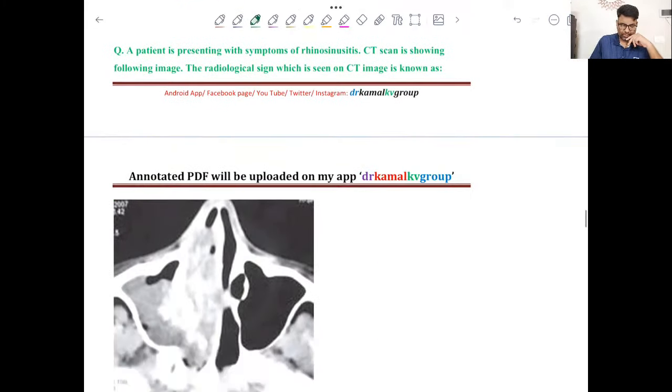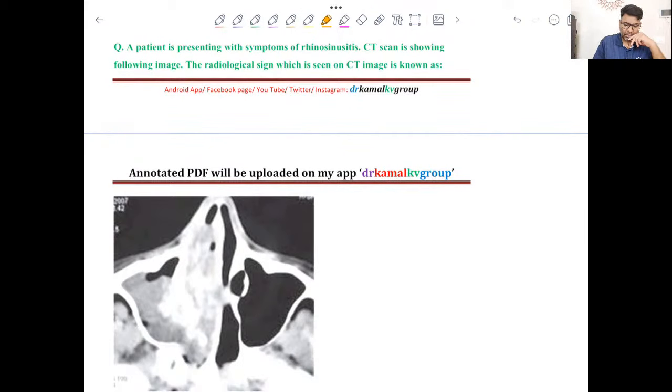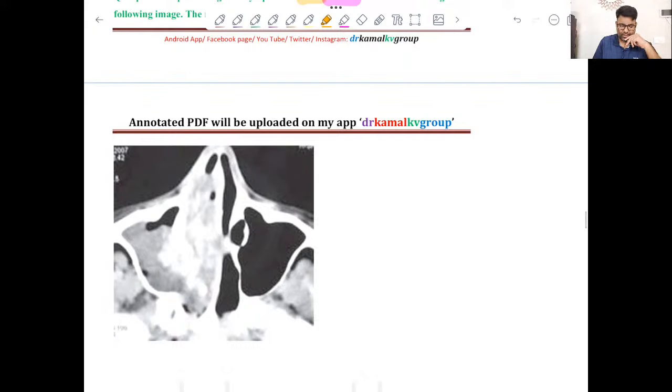Chalo, next question. A patient is having rhinosinusitis. Okay, and then a CT scan was done. Now, which sign is visible on this CT scan? Right? So if you look at this, this is the maxillary sinus. Okay, so this is all maxillary sinus.